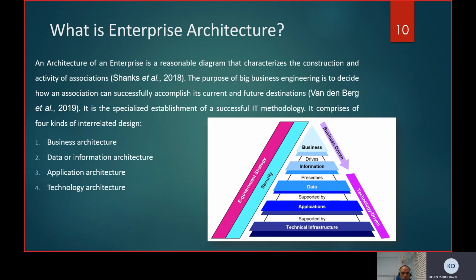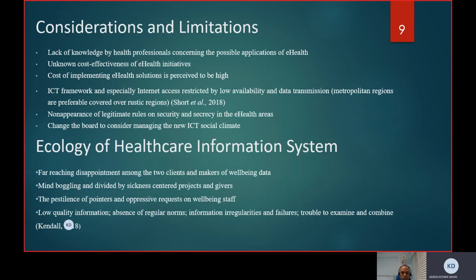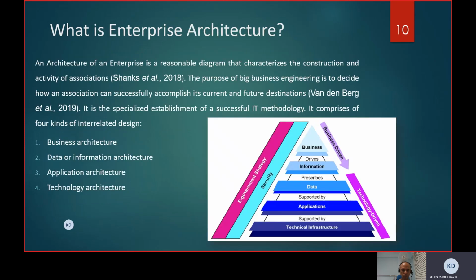The ecology of the healthcare information system in low and middle income countries highlights the widespread dissatisfaction among both users and producers of health information: complex and fragmented by disease-focused programs and donors, an epidemic of indicators and burdensome demands on health personnel, and poor quality data, lack of common standards, data inconsistencies and inefficiencies, difficult to analyze and synthesize.